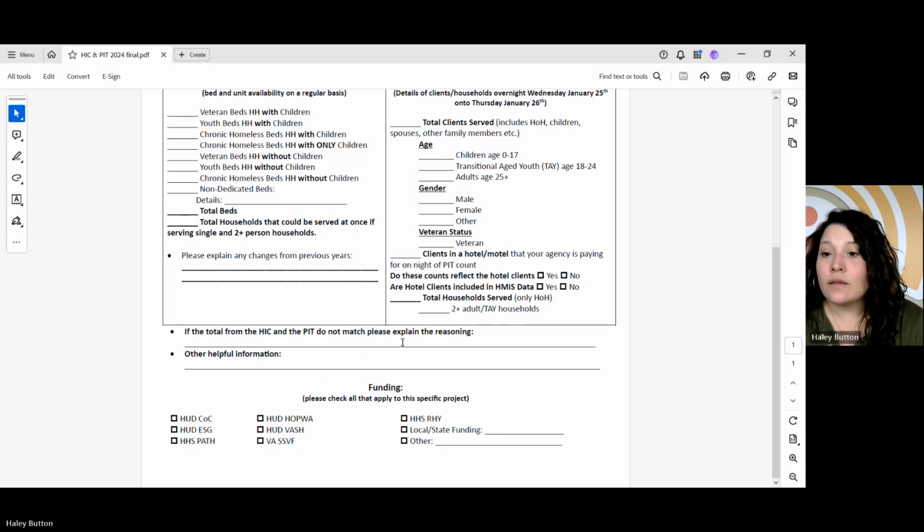Some things about this form that are not listed on the form is we would like it completed and submitted by the 26th, which is Friday, the day after the point in time count. If there are any concerns with you being able to do that, please reach out to us at HMIS Tech and we can help you further and brainstorm. The other is if you are the person who is sending it, but not the person who we should be reaching out to if we have any questions, please indicate who you would like us to talk to instead.